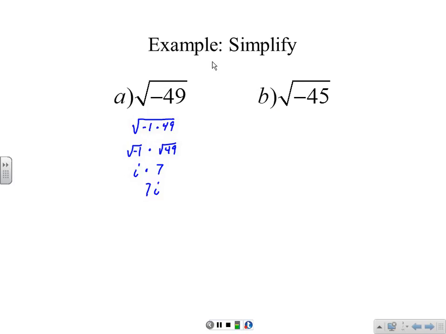Same for letter B. If you have the square root of negative 45. The negative is going to go to negative 1 times, and then 45. Since we can't take the square root of 45, we have to think of perfect square factors that go into 45, and that's going to be 9 times 5. So the square root of negative 1 is I. The square root of 9 is 3, and you can't take the square root of 5, so it has to stay under the radical. So you're going to get 3I square root of 5. And again, I is just a variable, so if you do x times 3, you're going to get 3x. Same thing with your variable of I.